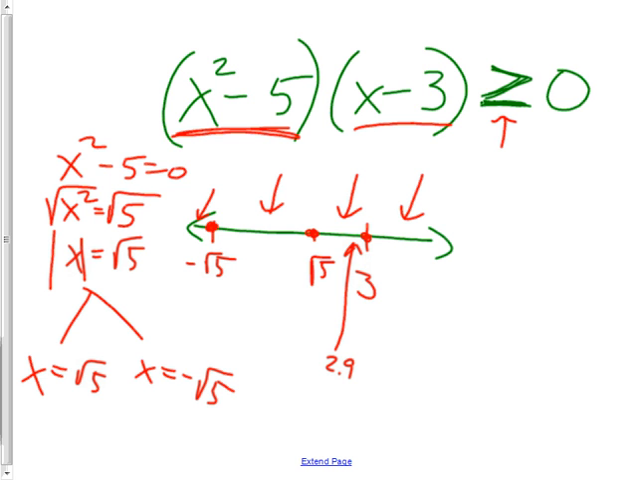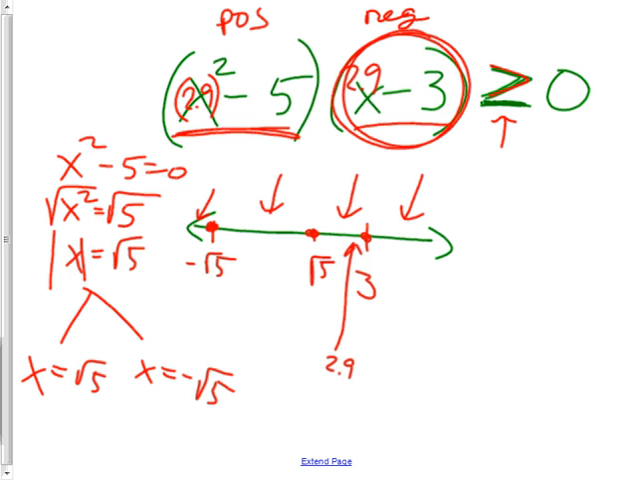and seeing if that works. It's really not that hard. Once I put in 2.9 right here, I think you'll get the idea what's going to happen. All I care is if it's bigger than 0 or not. This comes out negative. This comes out 2.9 squared is about 9 minus 5, which is positive. This is positive. This one's a neg. If I do a positive times a negative, my answer is going to be negative. Therefore, it's not greater than 0. Therefore, it does not work in there.